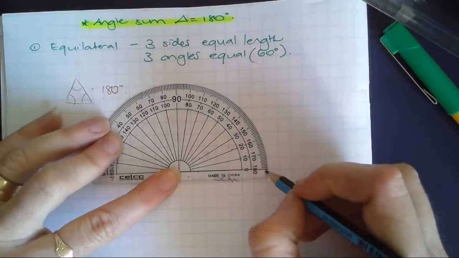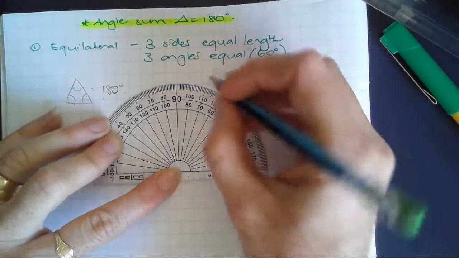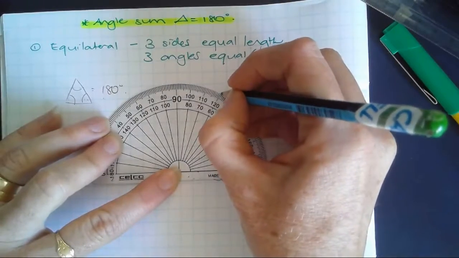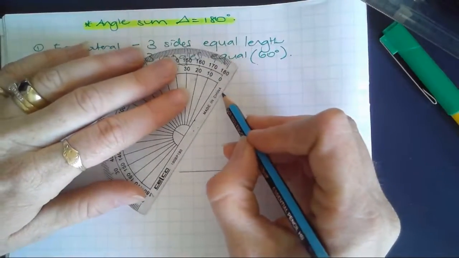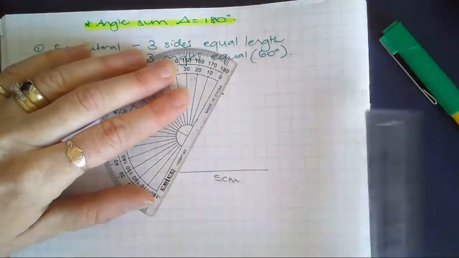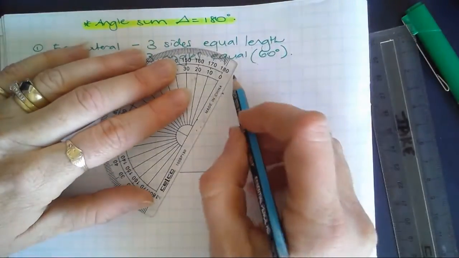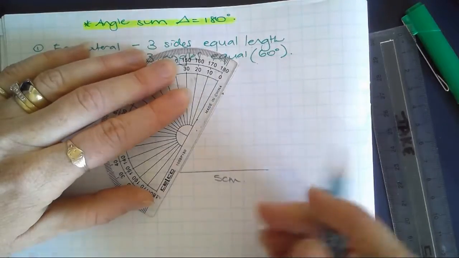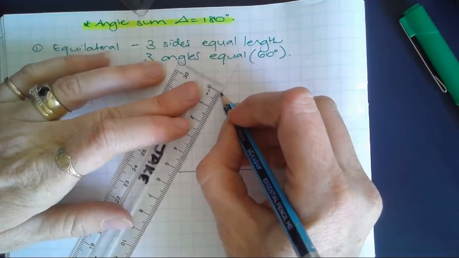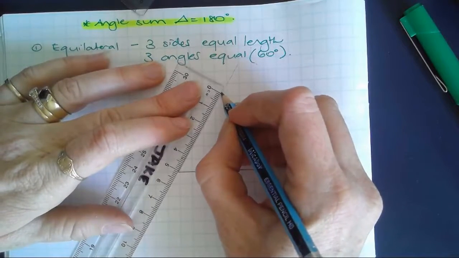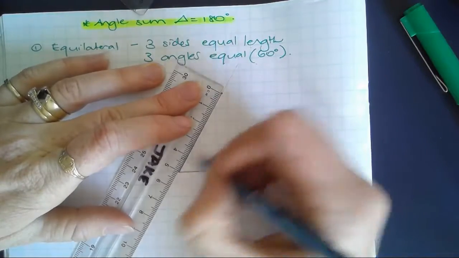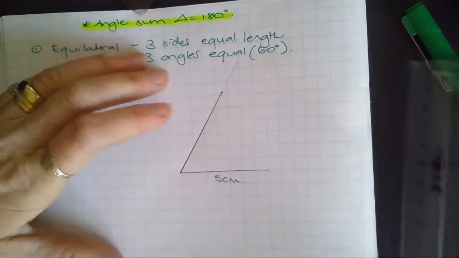And I'm going to go up to 60: 0, 10, 20, 30, 40, 60, okay. I'm going to put a little dot there, and then I'm going to connect my line. Because this is an equilateral triangle and all my sides must be equal, I'm just going to draw it lightly, and then I'm going to make sure I measure 5 centimeters, which just by chance happens to be where I've already put my dot. Sometimes it won't be that exact place, so always double check.